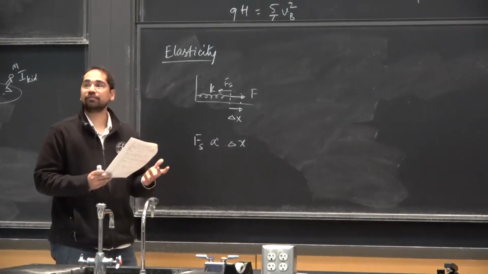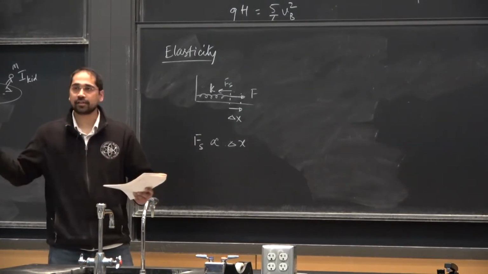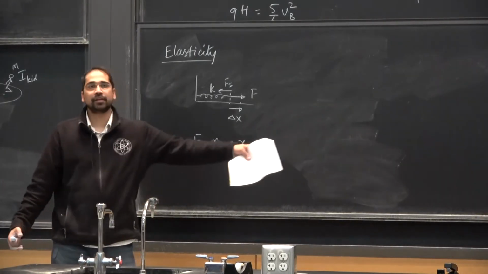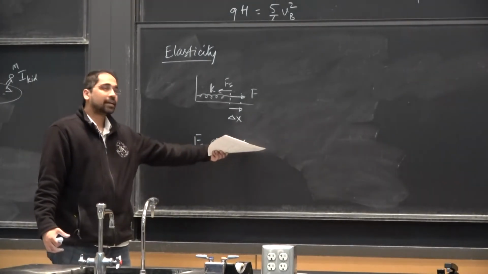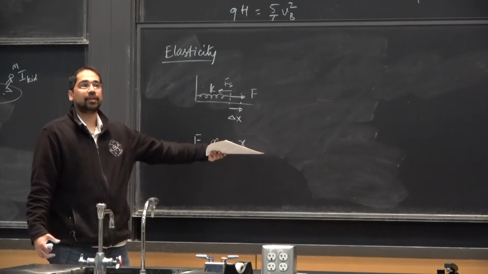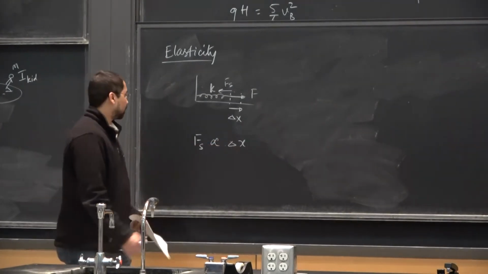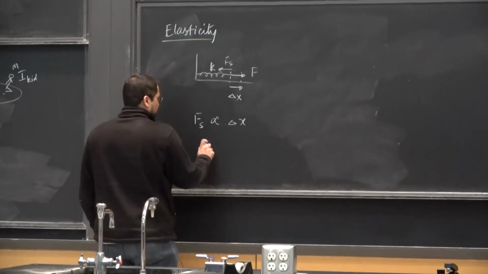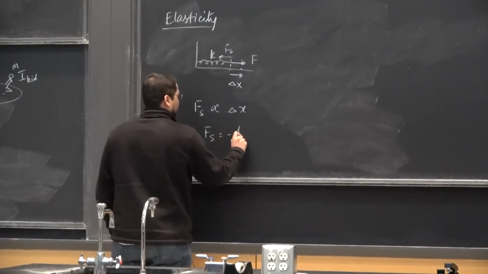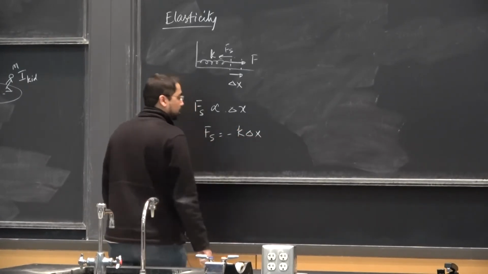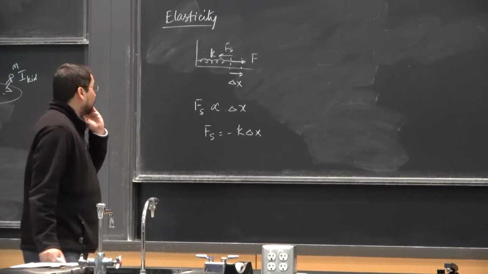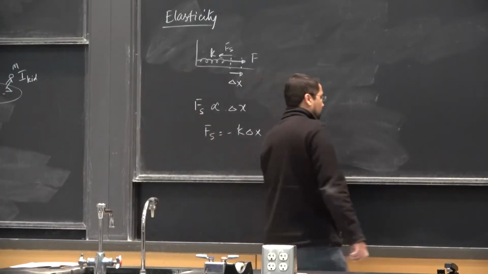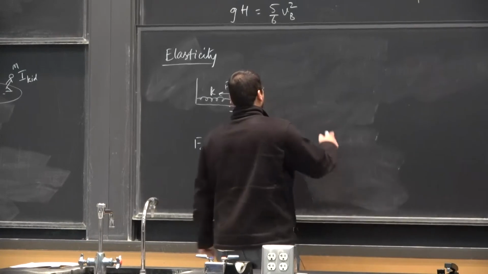Now, spring force is always restoring. So if I stretch it, it will try to pull me back to the center. If I compress it, it will exert force in the opposite direction. So it's always acting against the direction of stretching or compressing. So all in all, I know my spring force is minus K delta x. This is great. Okay.